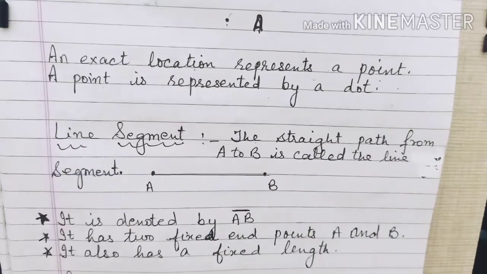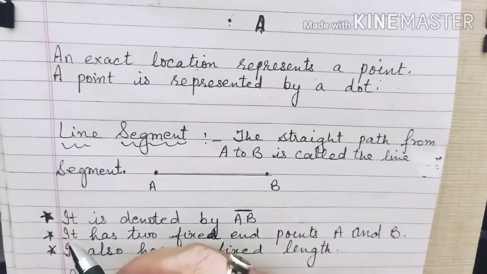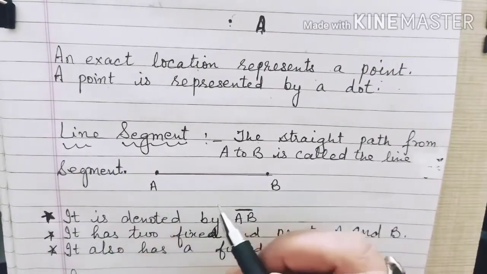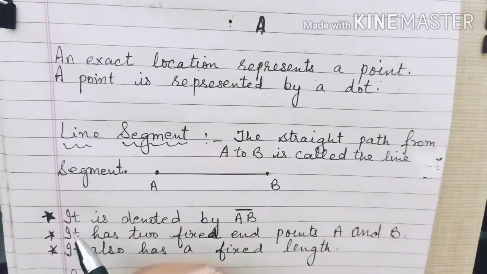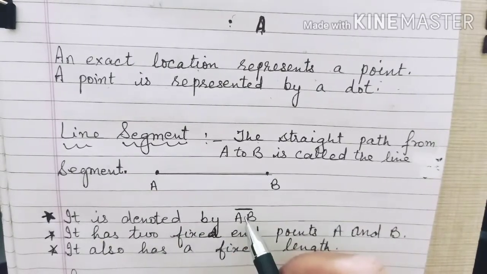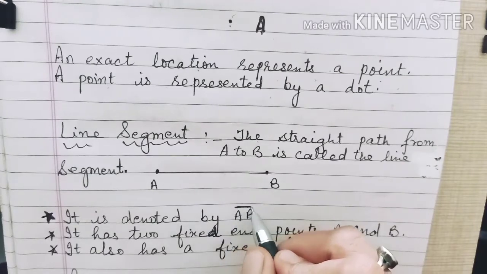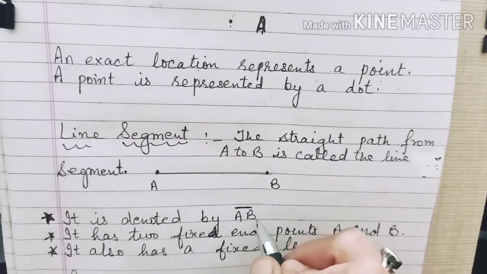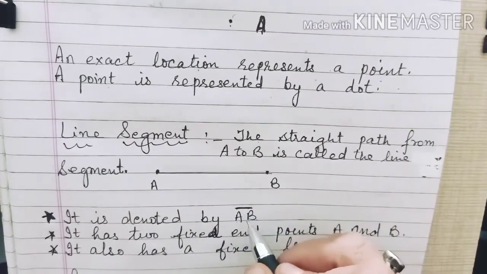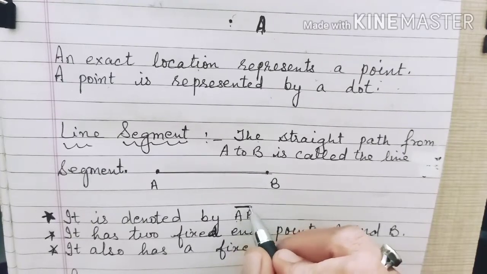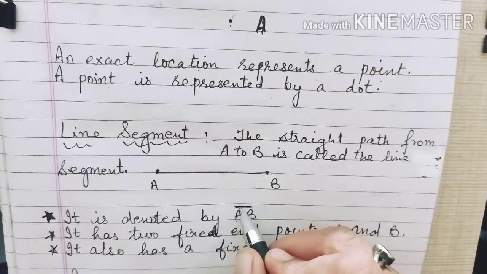Okay. Now here is given the first point to denote the line segment. It is denoted by AB, with a line drawn over A and B, which shows that A to B is a line segment. This is the symbol of a line segment.